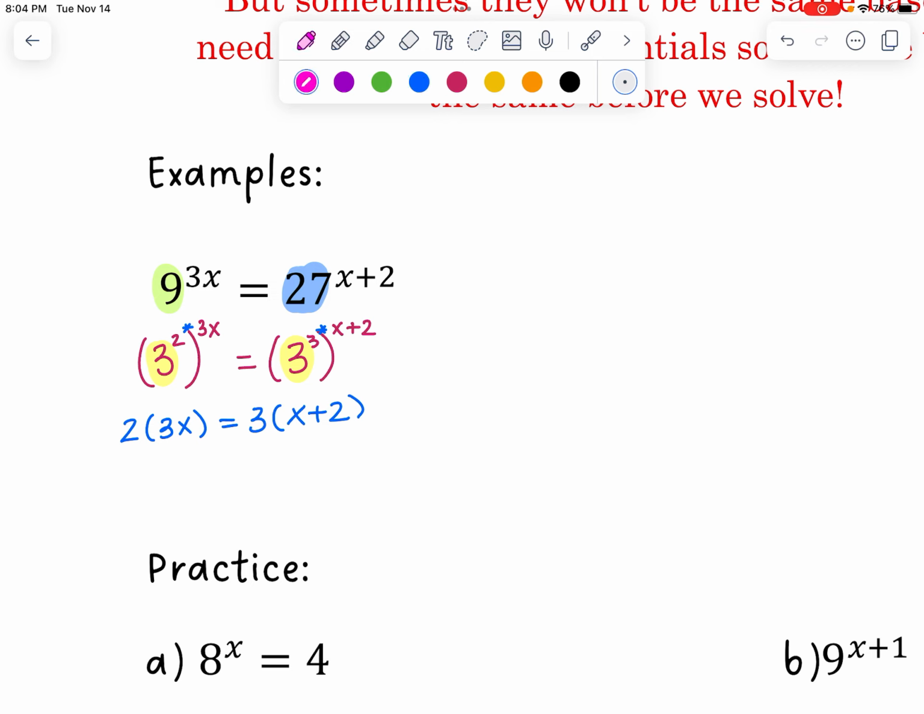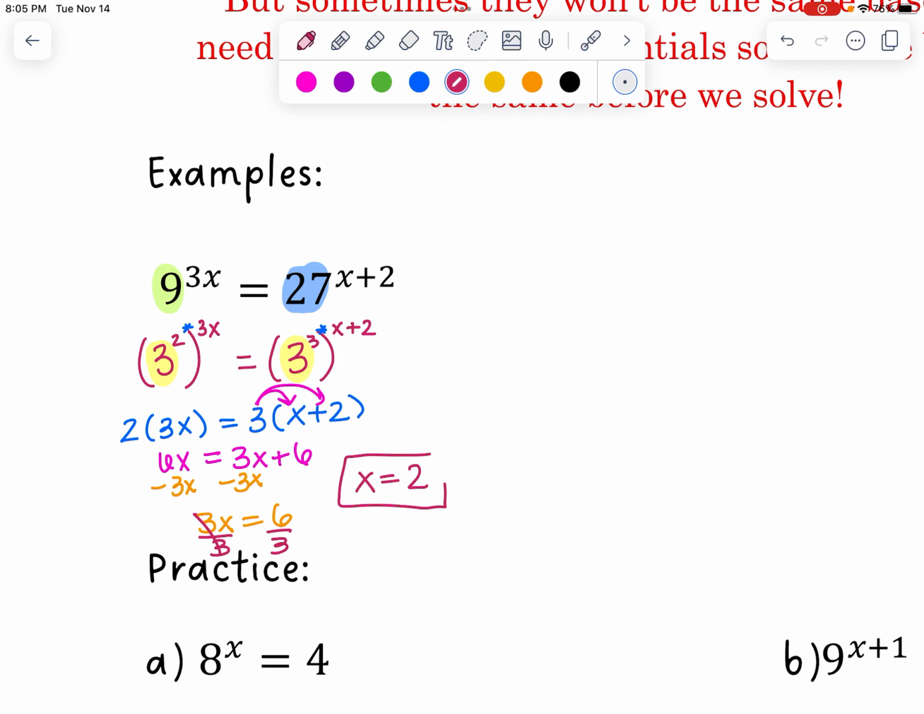And now we're ready to solve. So the first thing I'll do is simplify both sides by multiplying. 2 times 3x is 6x. Here I'm going to have to distribute the 3. I get 3x plus 6. Next step, I'm going to get the x's together by subtracting 3x from both sides. And I get 3x equals 6. Last, divide by 3 to cancel out that 3. And I get x equals 2. Of course, you can always plug it back in to check your answer. But there's our final answer.